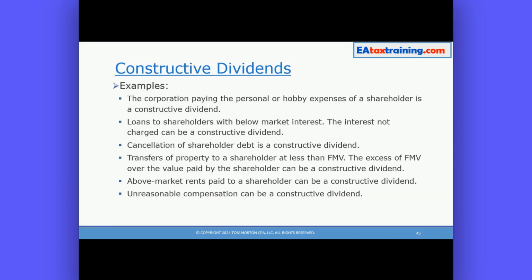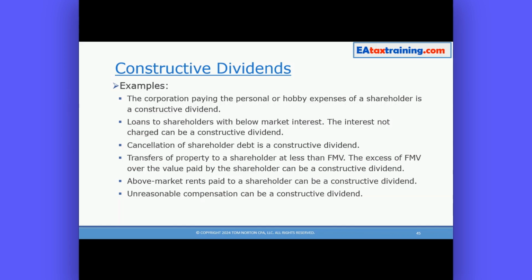Cancellation of shareholder debt is a constructive dividend. So the corporation loans money to the shareholder, and then the corporation says, forget about it. You don't have to pay it back. Well, that is a dividend to the shareholder. Transfers of property to a shareholder at less than fair market value: the excess of fair market value over the value actually paid by the shareholder can be a constructive dividend.